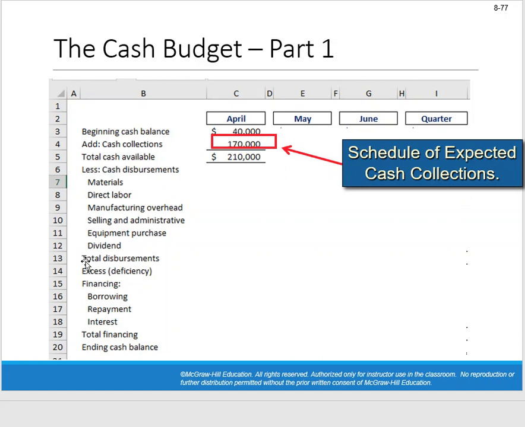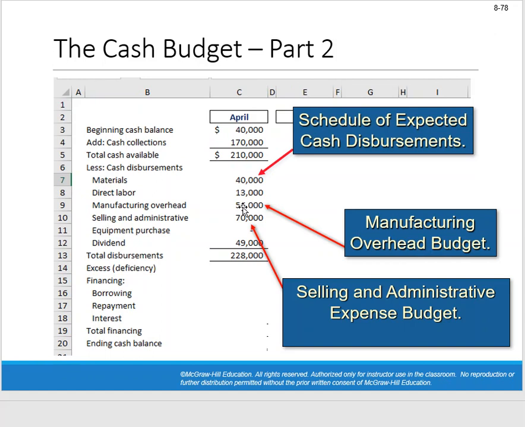Then we have all these cash disbursements, many of them coming from schedules that we already did. So materials, $40,000, comes from our schedule of expected cash disbursements, from buying our raw materials. Direct labor, we computed that previously. Manufacturing overhead from our overhead budget. Selling and admin from our selling and admin expense budget. In April, we didn't buy any equipment, so that's zero. But it did tell us that we're going to pay out a $49,000 dividend in the month of April. So we're going to have disbursements of $228,000. So that's parts one and two.